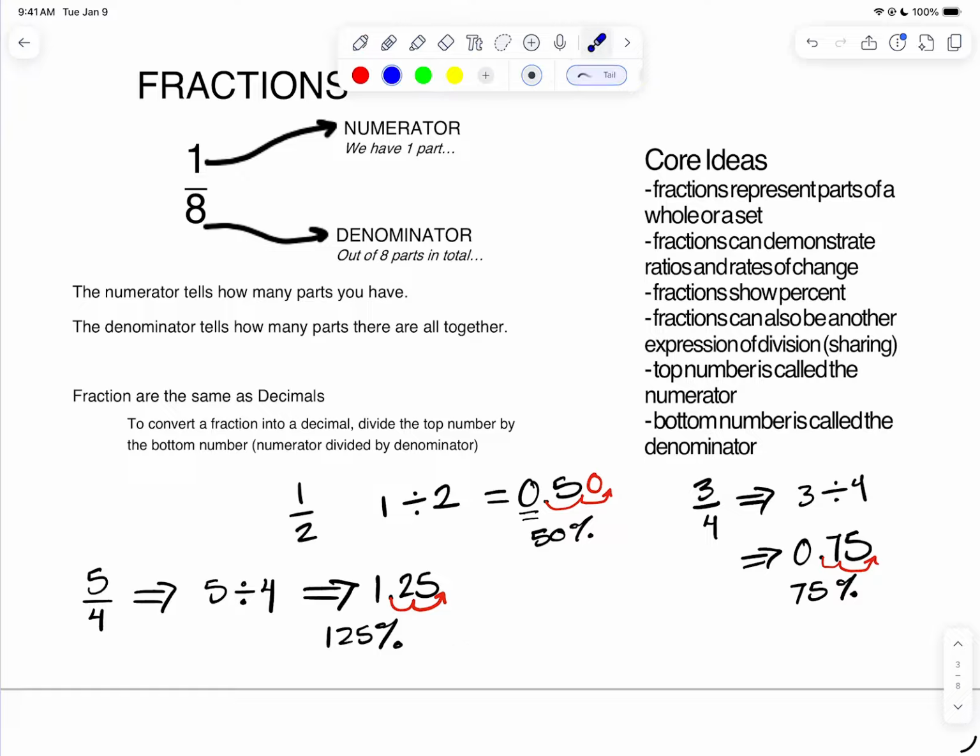So in this last one, notice that there's nothing that says that our numerator has to be smaller than the denominator. If the numerator is larger, our fraction represents more than one whole. So 5/4 is the same as 1 1/4, or 1.25.